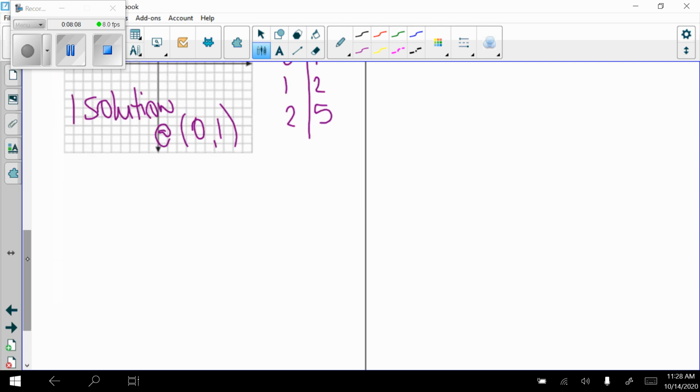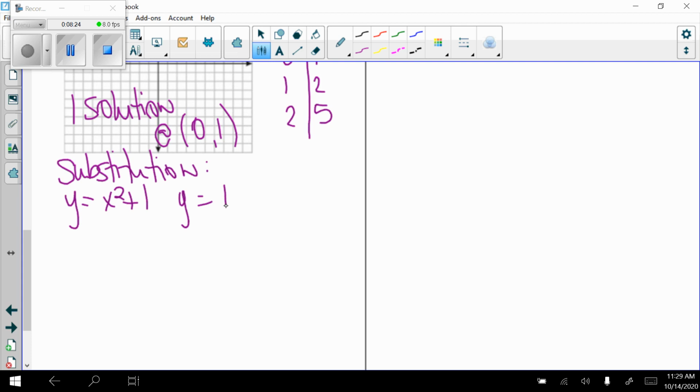But now let's do by substitution. If you wanted to see by substitution, because again, you would have your option. Okay, so by substitution, I have y equals x squared plus 1, right? My two equations, y equals x squared plus 1, and y equals 1. They're both already solved for y, so if I rewrite this equation, in place of y, I'm going to plug in x squared plus 1. So x squared plus 1 equals 1. I want to now solve this, so I get x squared equals 0.